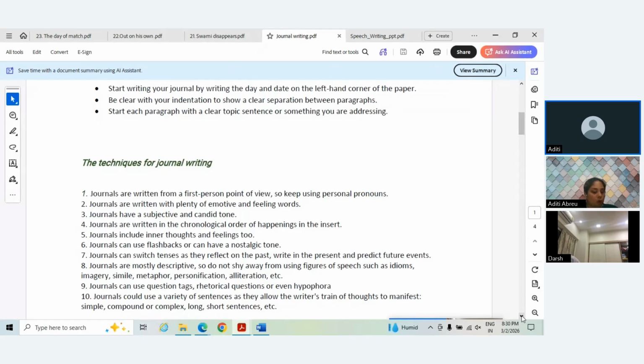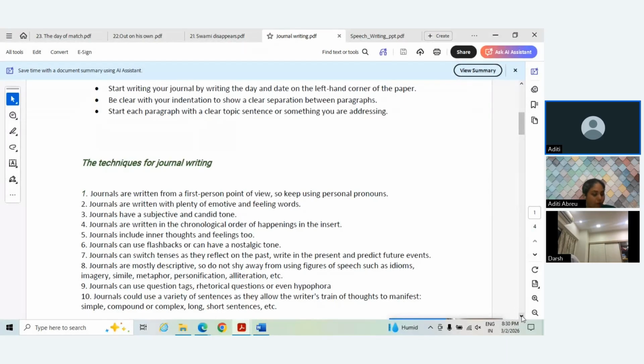All these emotions you want to make sure that in future you can go back and read. You want to either experience it again, or you want to learn things from that emotion or that situation, and that's the reason why you will write it. Am I clear? Okay. So now it will include your inner thoughts and feelings. You can use flashbacks and also have nostalgic tones.